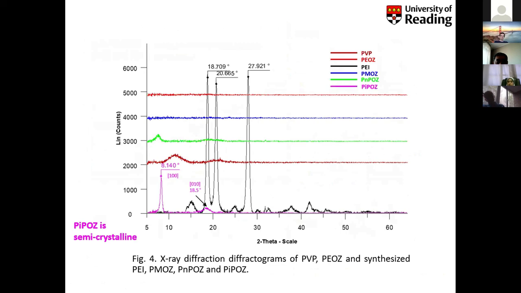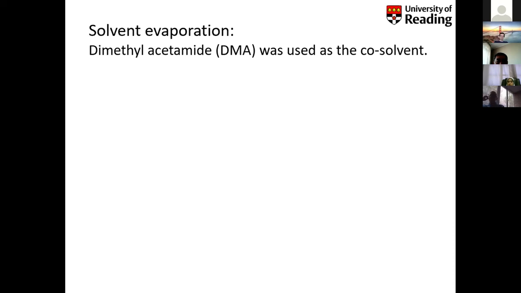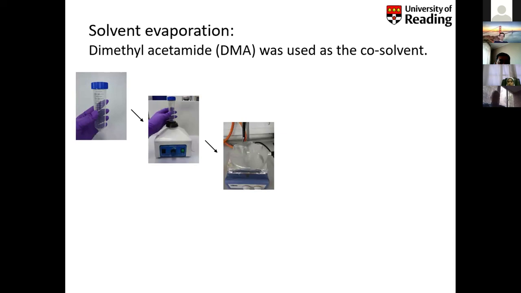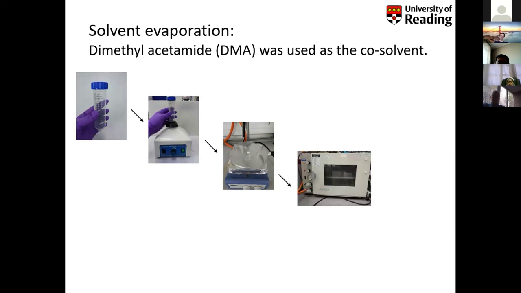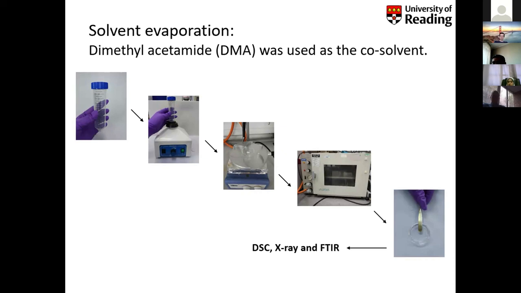And then the solid dispersion was prepared by solvent evaporation, and DMA was used as a co-solvent to dissolve the polymer and drug. At first, the polymer and drug were dissolved in DMA and mixed by a vortex mixer. And then after complete dissolution, the solution was transferred to a petri dish. The solvent was evaporated at 50 degrees on a heating base. And then the solid was kept in a vacuum for 3 to 4 days to remove the residual DMA. And then the dried solid was collected by spatula and characterized by DSC, X-ray, and FTIR.